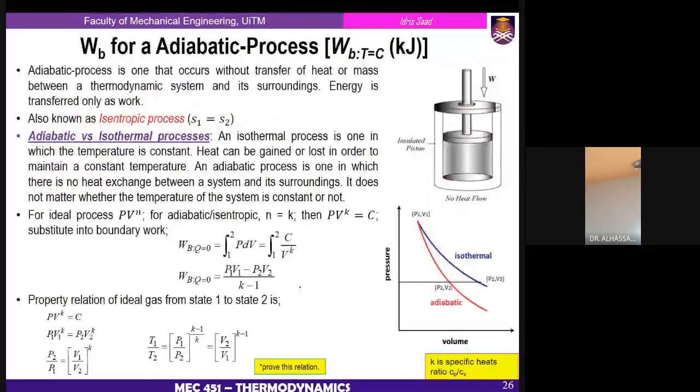And then we have adiabatic. So what is adiabatic? Adiabatic is a situation where there is no heat transfer into or out of a thermodynamic system. So you can imagine a highly insulated thermodynamic system, a thermos flask, for example. These are adiabatic systems or an adiabatic process. So now let us develop the equation for the boundary work for an adiabatic process. We know that the basic definition for boundary work is given by this integral from V1 up to V2 of Pdv.